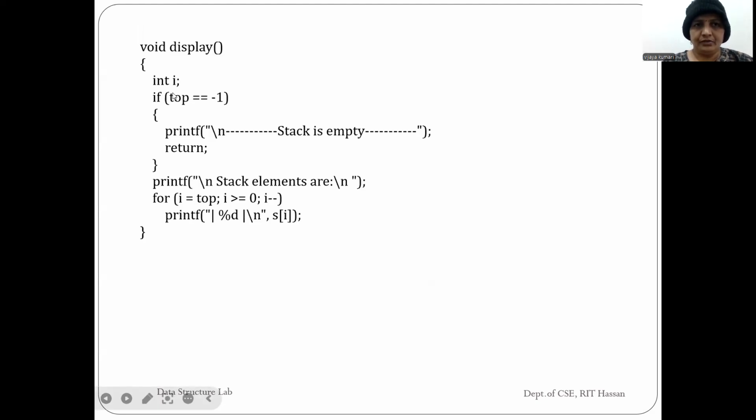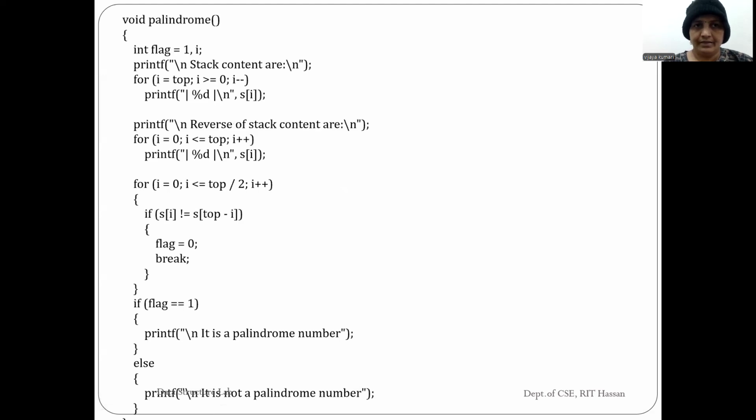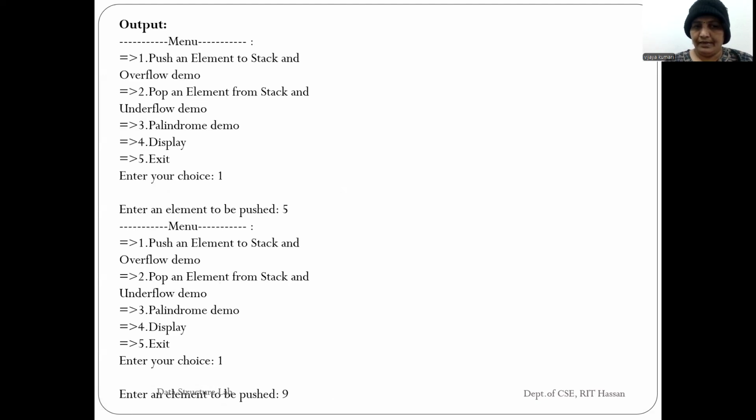Next is display. If top is equal to -1, the stack is empty. If there are no elements, we get the message that the stack is empty. Otherwise, we get the elements which are stored in the stack until the condition is satisfied. For the palindrome, we check the reverse of the stack content. The flag value is 0 if S of i matches S of top minus i. For example, if we enter 11, 66, 11, it is a palindrome sequence. If the sequence matches, we call it a palindrome number, else it is not a palindrome number.